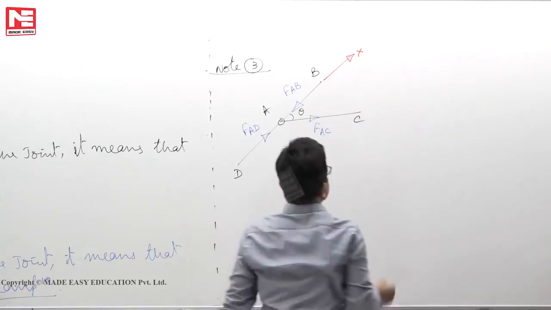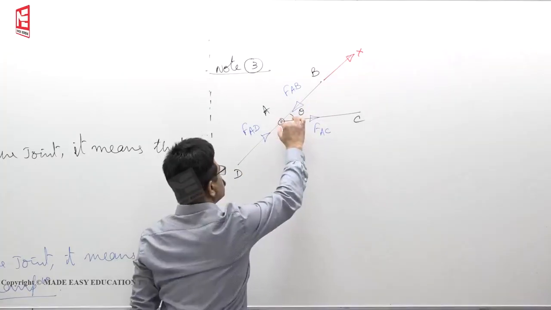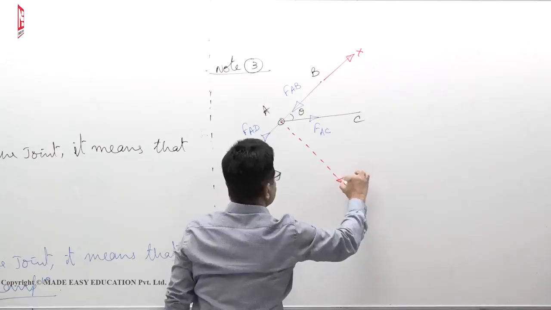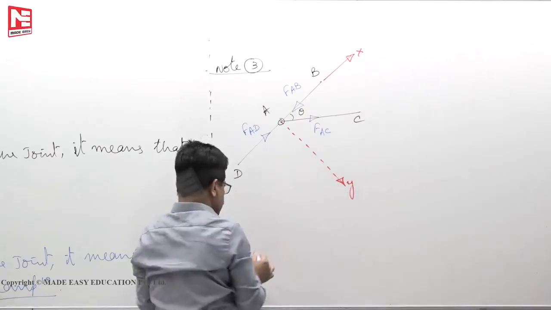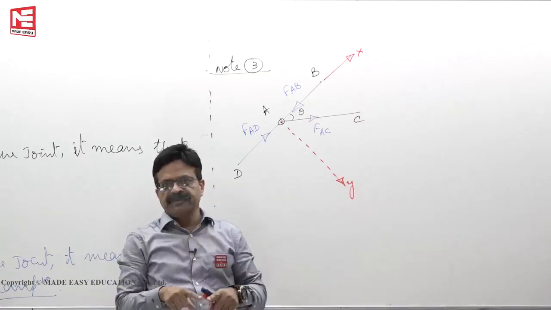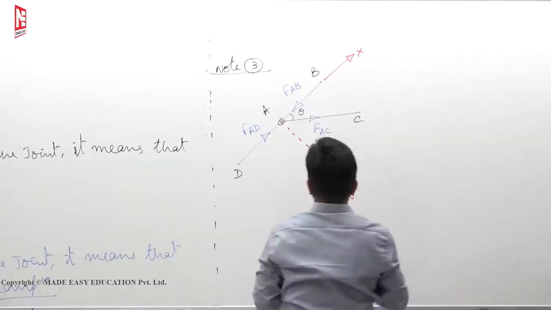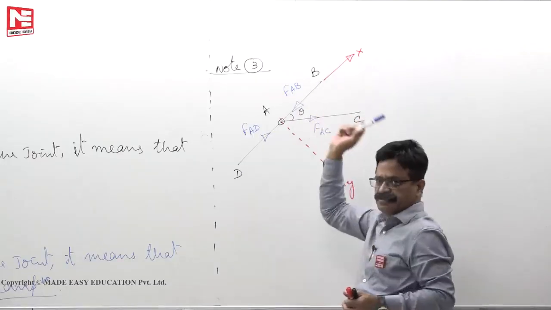This is, say, the x-axis. You can take it as the y-axis also. This is, say, the y-axis, this is theta. Because the truss is in equilibrium, this joint also must be in equilibrium. Now sigma x equals 0, we can make it.